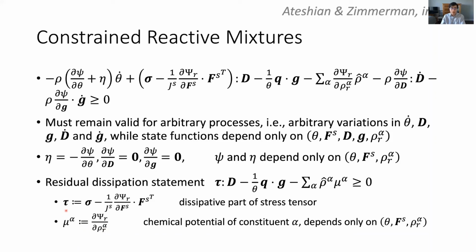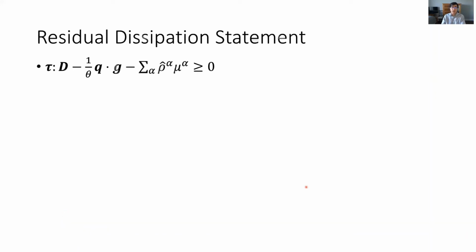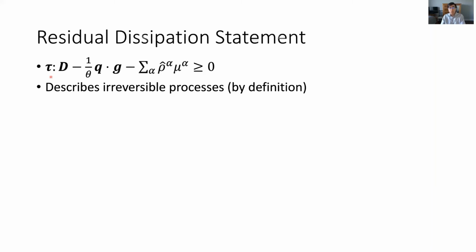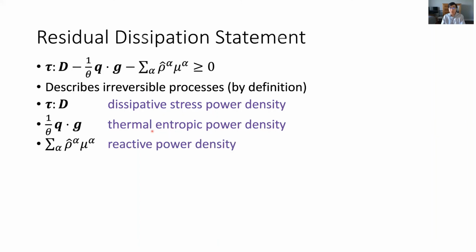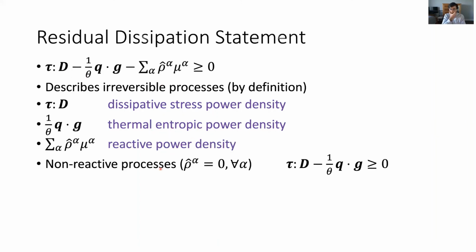Okay, so this is the residual dissipation statement. It is very important. It describes all the irreversible processes that you have in thermodynamics. We can give these names. I put them in purple because these are not standard names. You can explain all these terms. And if there are no reactions, you recover what Coleman and Noll had, which is this residual dissipation statement.